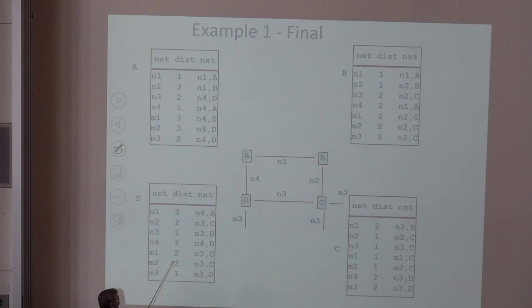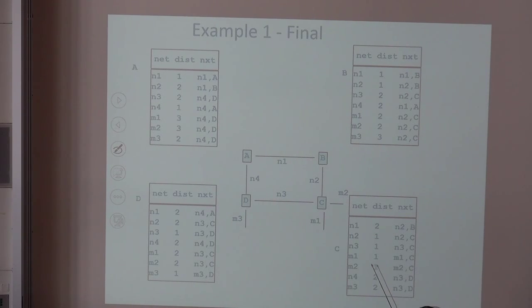For example, we can check here that router D has a distance to M2, which is equal to 2, and the next hop is C. Usually in a routing table, we give not only the identity of the next hop, but also the name of the interface on which we reach this next hop, which is, for example, here, given as its prefix N3. There is nothing special. It's just a straightforward application of distributed Bellman-Ford.